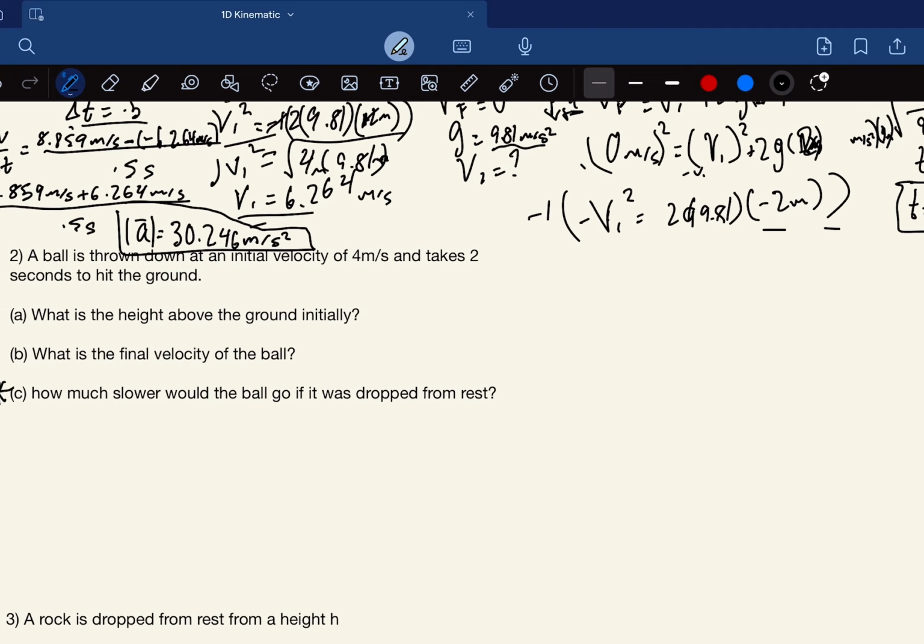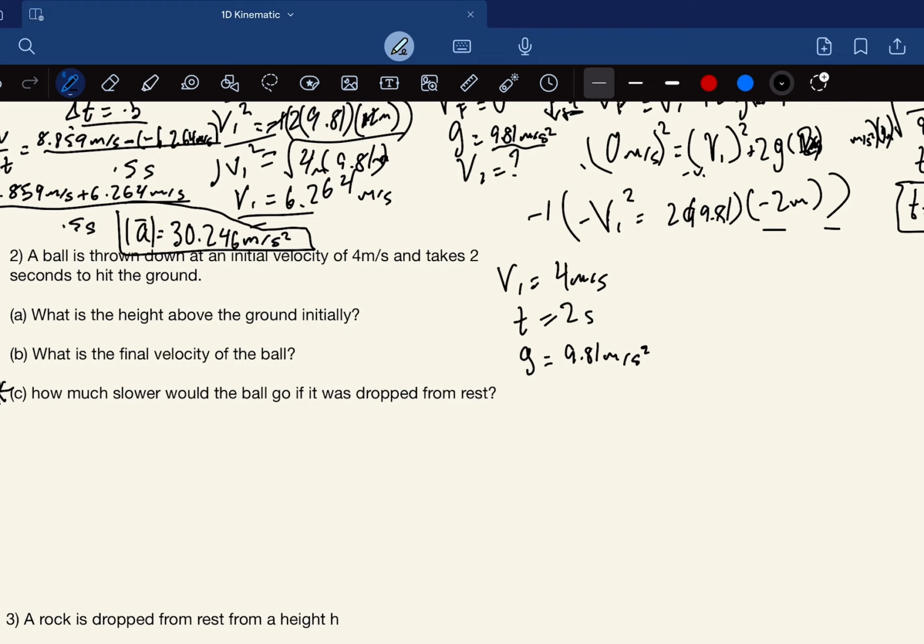So, question 2. A ball is thrown down at an initial velocity of 4 meters per second, so VI equals 4 meters per second. And it takes 2 seconds to hit the ground, t equals 2 seconds. This is also assumed to be on the surface of Earth. If a problem doesn't tell you it's not on the surface of Earth, you assume it's on the surface of Earth. That's true for all of AP Physics. So you have g equals 9.81 meters per second squared.